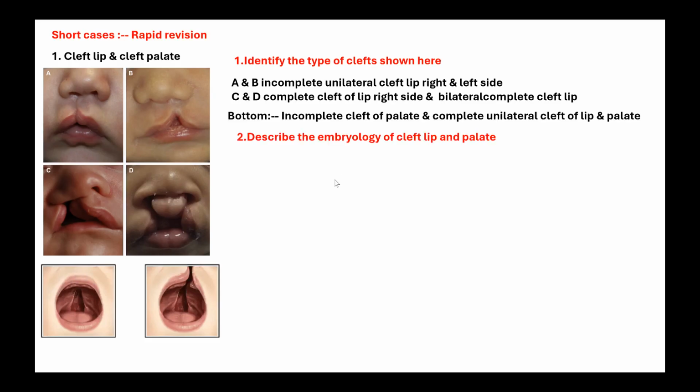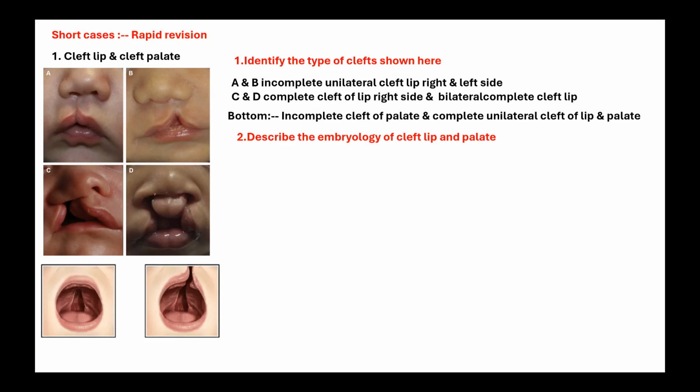Okay, right. What is the embryology of cleft lip and palate? This is also a common question. I think we have discussed this earlier in the class. In just simple 2 lines, you can answer this.